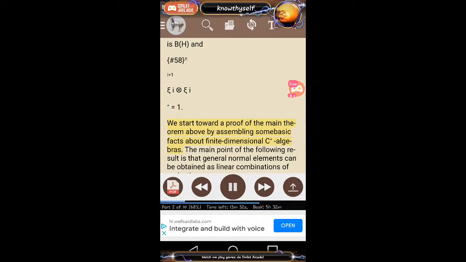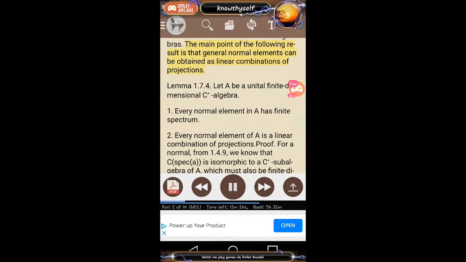We start toward a proof of the main theorem above by assembling some basic facts about finite dimensional C* algebras. The main point of the following result is that general normal elements can be obtained as linear combinations of projections. Lemma 1.7.4. Let A be a unital finite dimensional C* algebra. 1. Every normal element in A has finite spectrum. 2. Every normal element of A is a linear combination of projections.